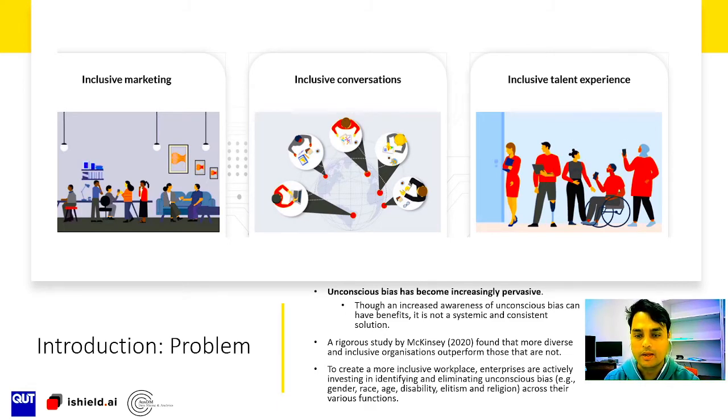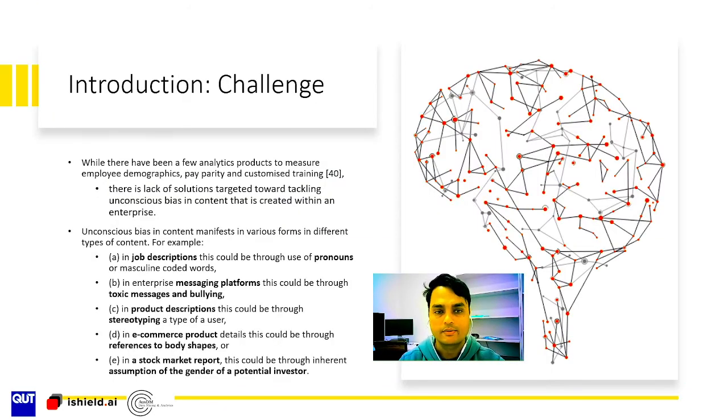Several studies, including McKinsey, found that if an organization supports diversity and inclusion, it performs better than other organizations. Therefore, to create a more inclusive and diverse work environment, organizations are actively looking for solutions that can eliminate unconscious bias in various activities. Though there are several analytics products that consider employee demographics, pay parity, and customized training, there is a lack of solutions that can tackle unconscious bias in contents generated within an enterprise.